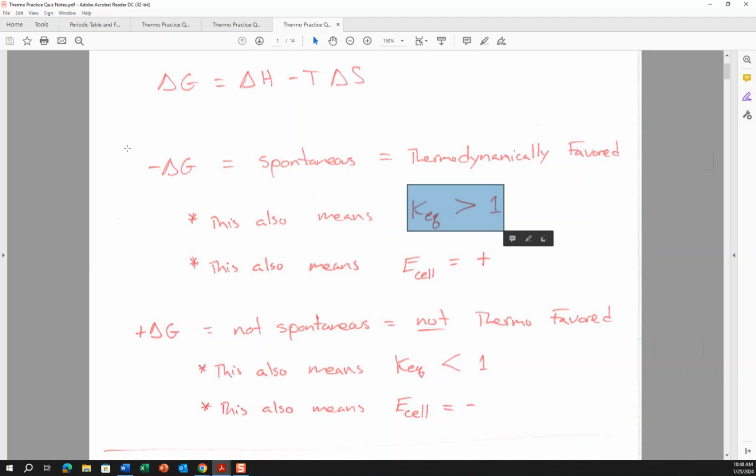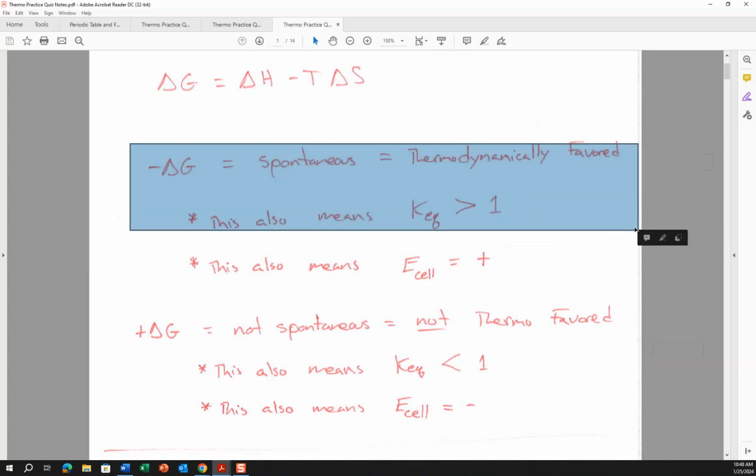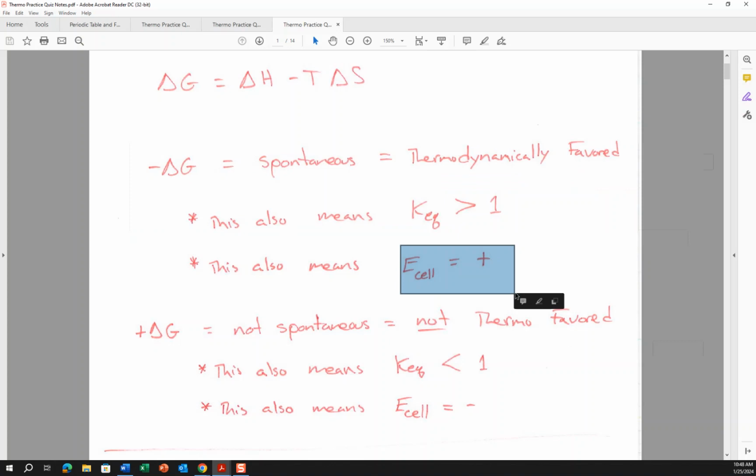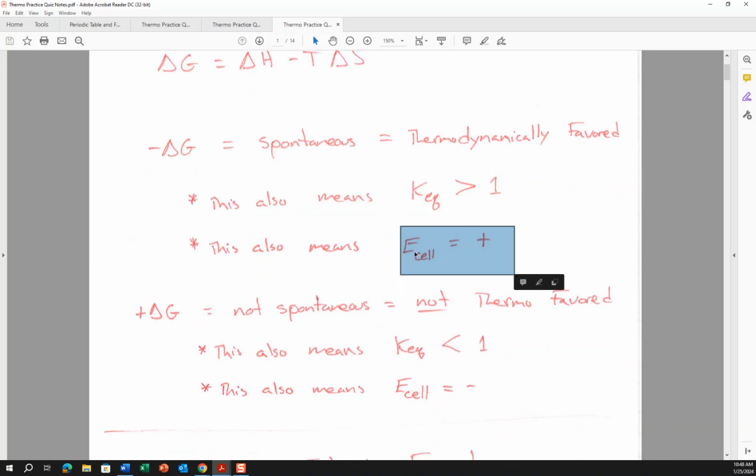So another quick tie-in to understand about this is anytime delta G is negative, that means the equilibrium constant is greater than 1. Because an equilibrium constant being greater than 1 means the reaction is thermodynamically favored or spontaneous. Okay, so a negative delta G means the equilibrium constant has to be greater than 1. It also means the cell potential is positive, but we don't have to worry about that right now.